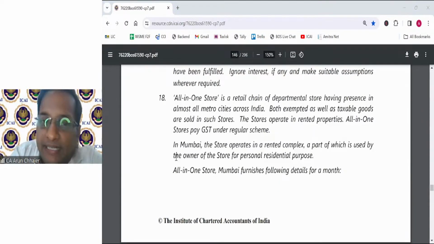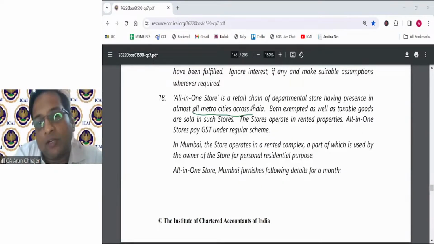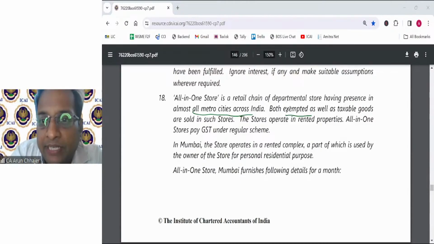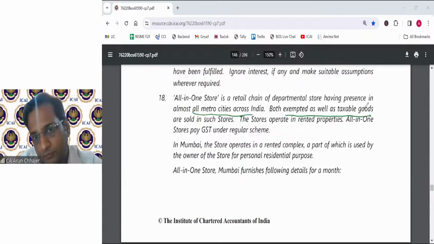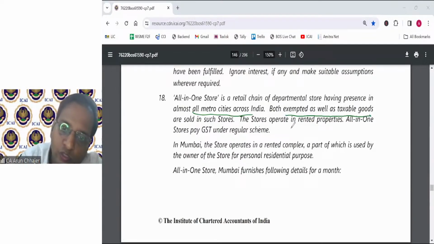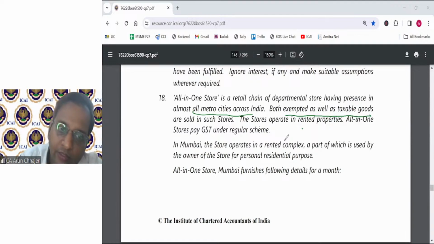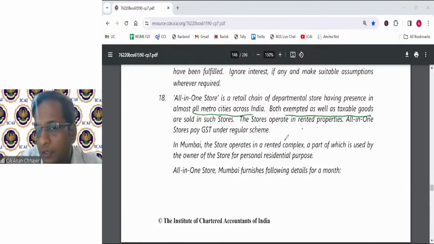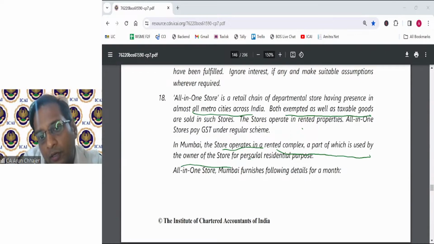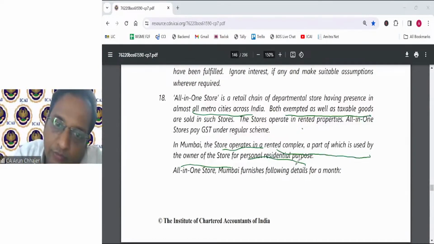All-in-one store is a retail chain of departmental stores having presence in almost all the metro cities across India. Both exempted as well as taxable goods are sold in the stores. The stores are operated in rented premises. All-in-one pays the GST under the regular scheme. In Mumbai, the store operates in a rented complex, a part of which is used by the owner for residential purposes.